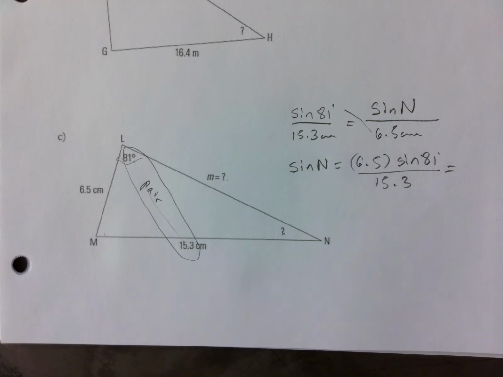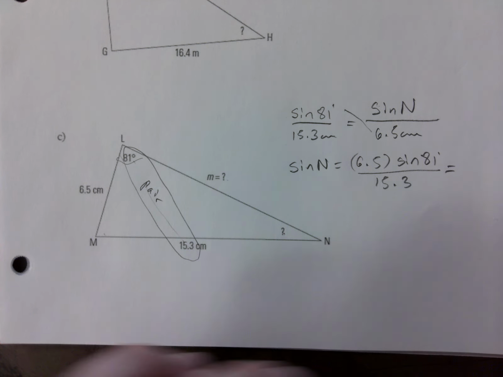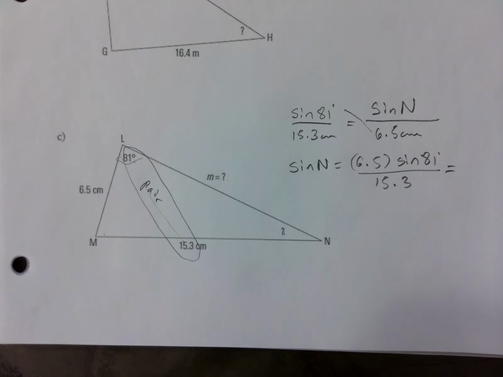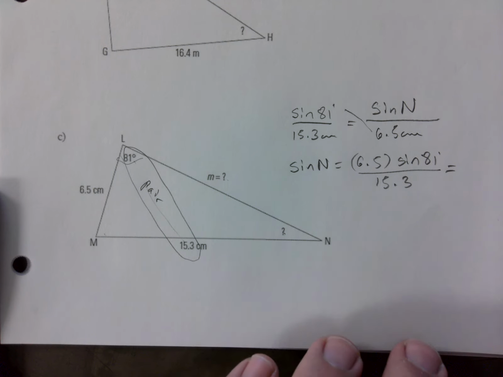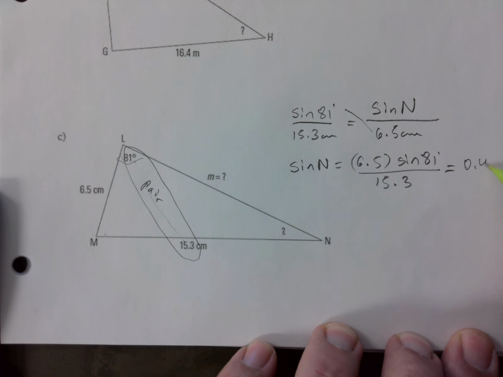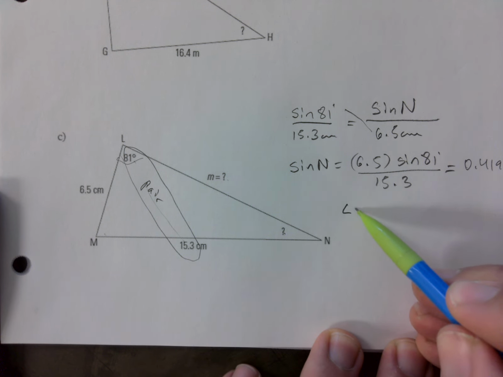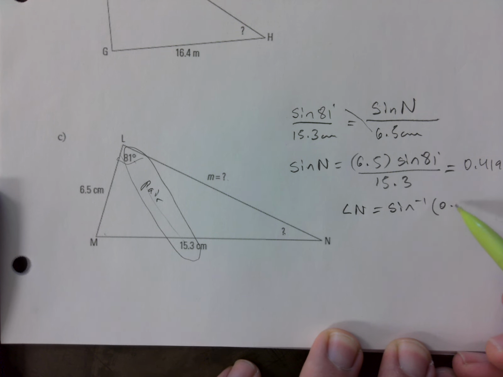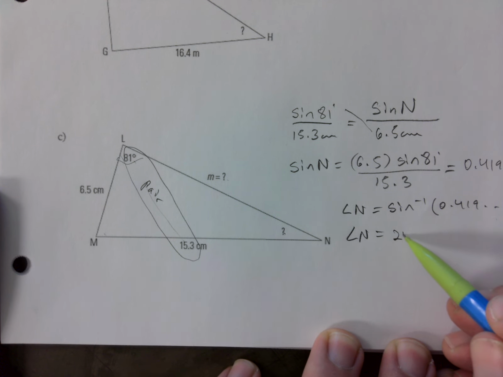I'm going to turn that into a decimal. I might just look at my key here, but my key doesn't have it, so it doesn't help me. Oh yeah, it does. Hold on. 0.49419 and some. It keeps going. So angle N is found by taking the inverse, and you get 24.81 degrees.